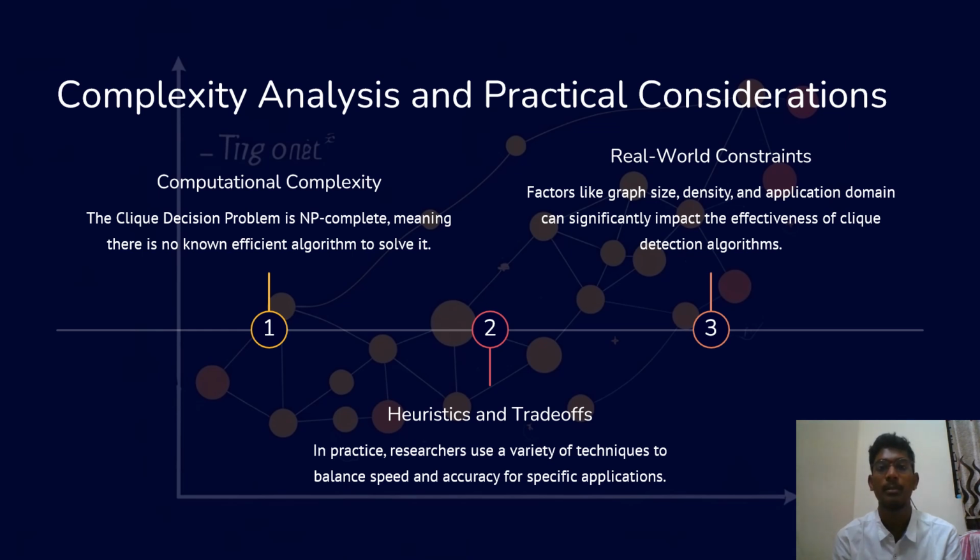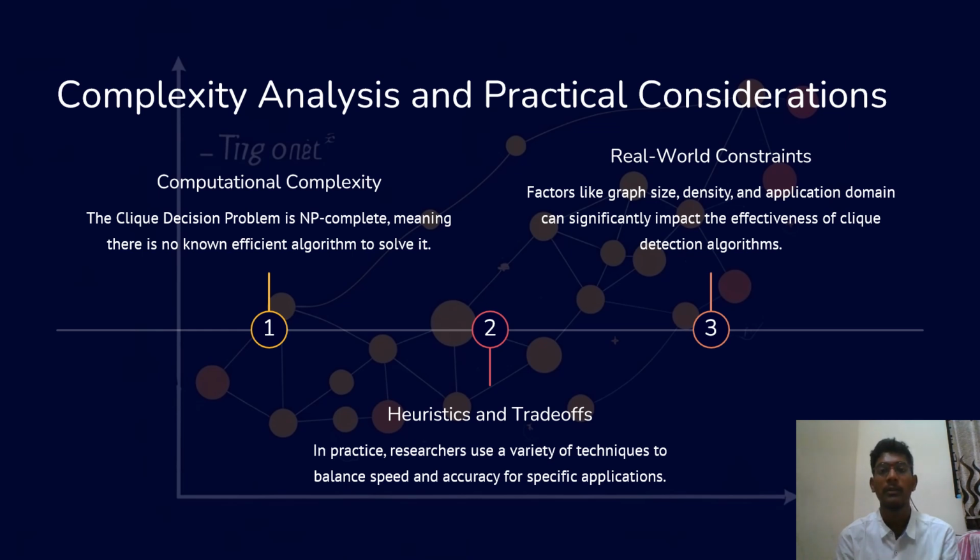Complexity analysis and practical considerations. There are three: the first one is computational complexity, the second is heuristics and trade-offs, and the third is real-world constraints. Computational complexity: the clique decision problem is NP-complete, meaning there is no known efficient algorithm to solve it.